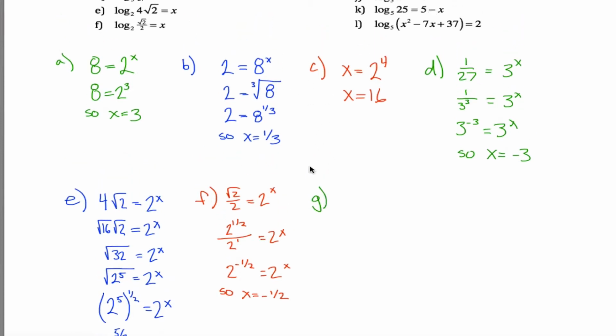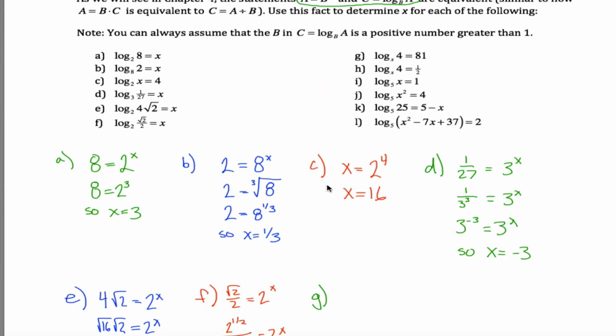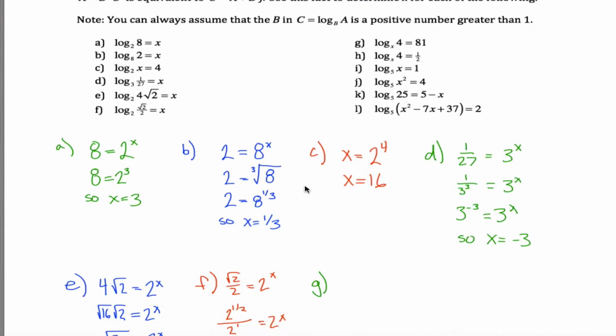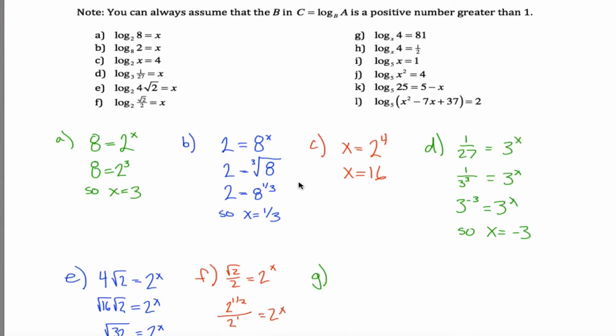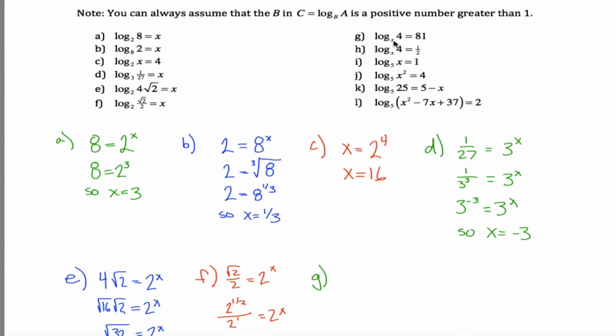Part G, log base x of 4 is equal to 81. That's not what I want, so I'm going to change that. I'm going to make this problem the log base x of 81 is equal to 4.